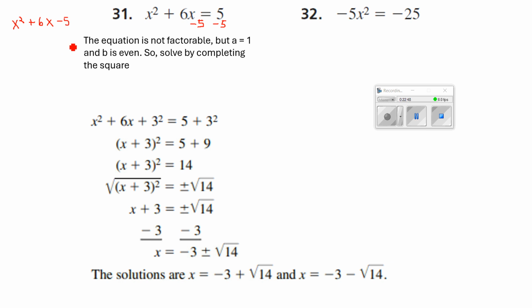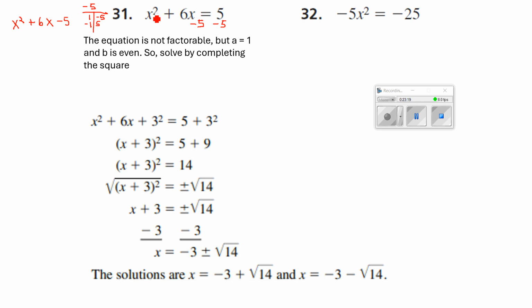Now, the reason they said it's not factorable is, remember, that coefficient in front of here times this number is going to give me negative 5. So I'm looking for 2 numbers that give me negative 5, but will give me 6. There are no 2 numbers like that. Think about it. Negative 5 can be made by taking 1 and negative 5, or 5 and negative 1. That is it. And when I add these, I'm either going to get a negative 4 or a positive 4. So that's not factorable. And that's why we're going to complete the square.